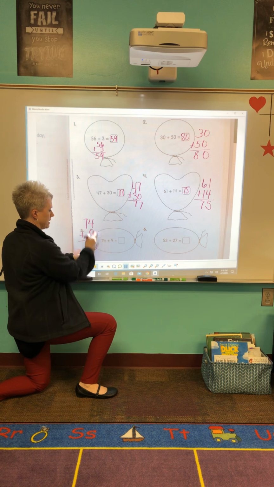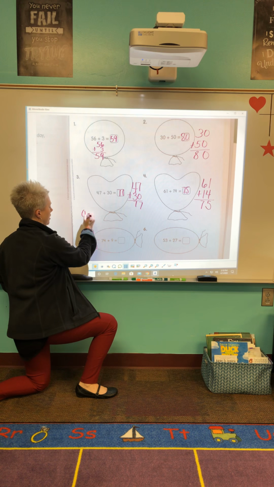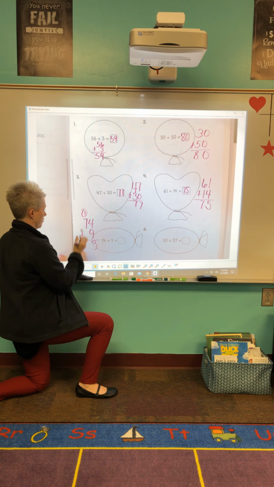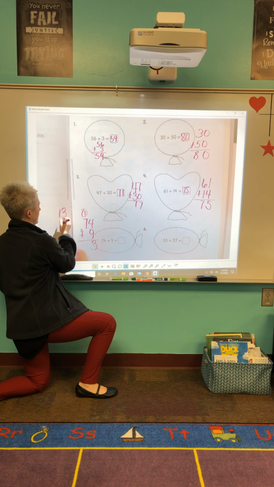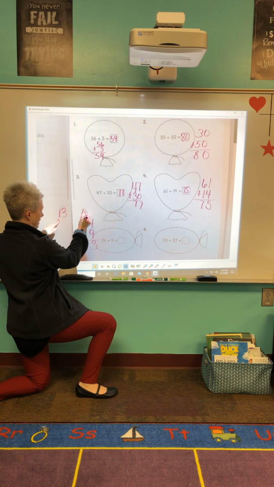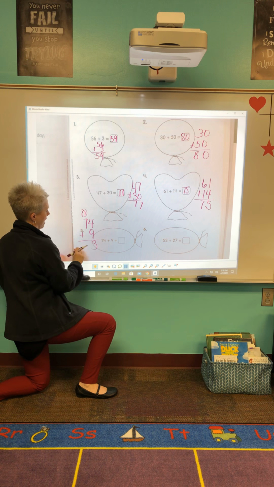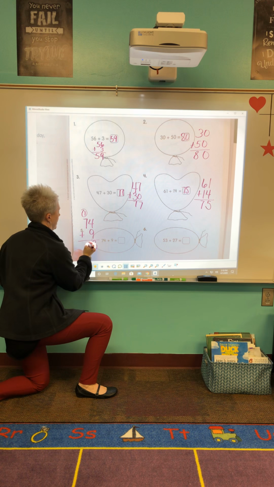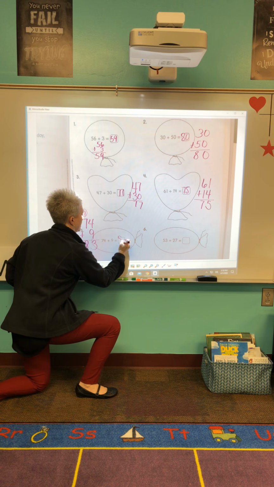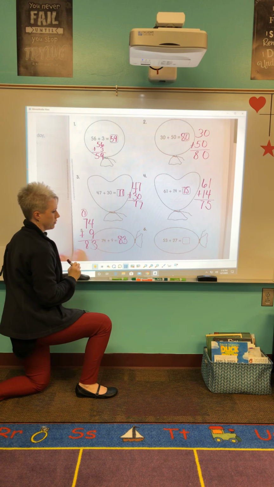My 3 stays in the ones column. I carry my 1 over because the number 13 has 1 ten in my tens column and 3 ones in my ones column. Now I have 1 plus 7. What is 1 plus 7? 8. Great job. 74 plus 9 is 83.